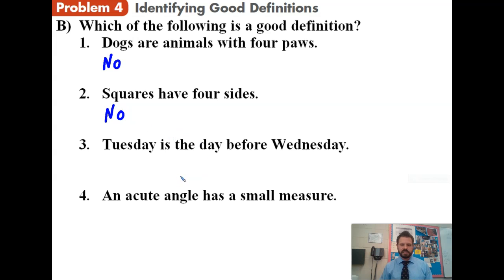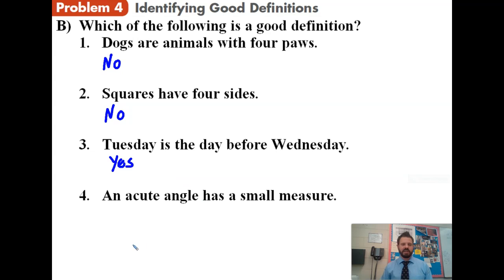Okay, third one's kind of a weird way to make a definition. I guess I've never seen a definition of Tuesday before. But Tuesday is the day before Wednesday. I'm going to say this is a good definition and is reversible. Because if it's Tuesday, then it's the day before Wednesday is true. And if it's the day before Wednesday, then it's Tuesday is also true. So we could make a biconditional out of this. It's Tuesday if and only if it's the day before Wednesday. So I'd say yes, as far as definitions for Tuesday goes, this is a good one.